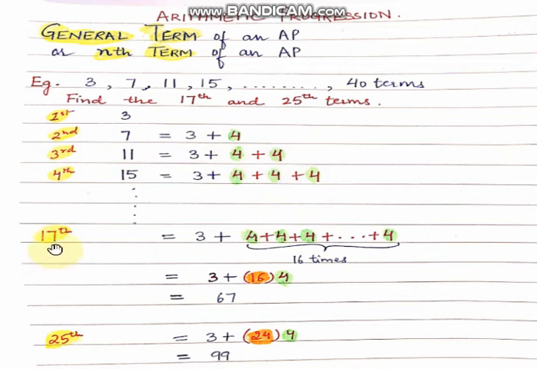So here, similarly, following the same pattern, if I talk about the 17th term, I will add 16 jumps, so 16 into 4. This expression gives me 67, that means 67 is my 17th term. And further, when I talk about the 25th term, the 25th term will be the first term plus jumps of jump size 4, and how many jumps? 24 jumps. So this will give me 99. That means the 25th term is 99.